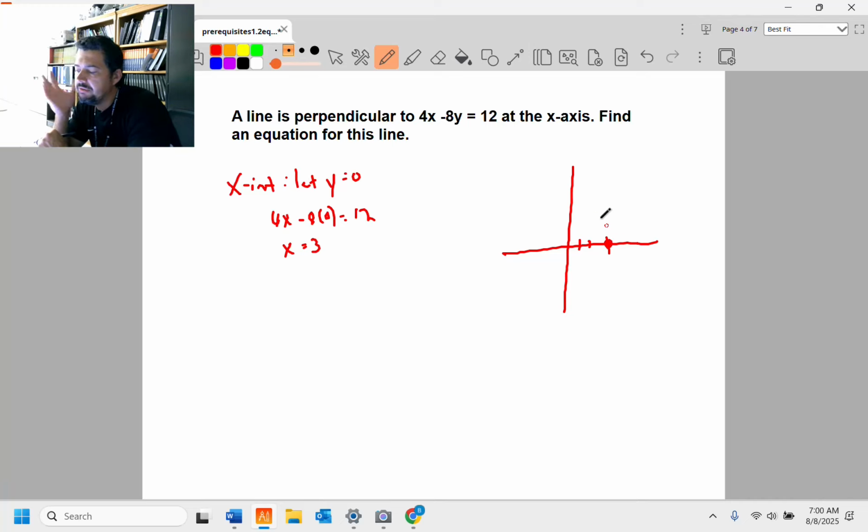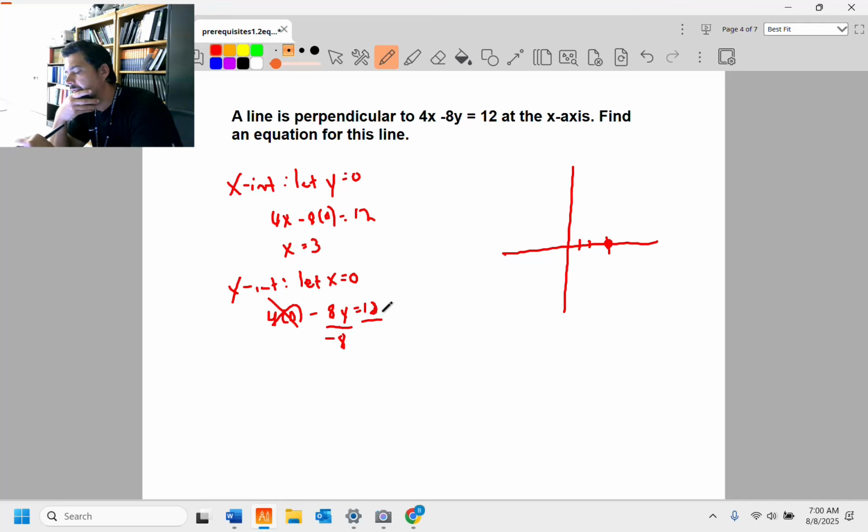I'm going to go ahead and finish it and figure out the y-intercept too. To find a y-intercept, we let x be 0. So 4 zeros minus 8 y's is 12. This is gone now. We divide by negative 8. And we reduce the fraction. Those are both divisible by 4, so we have a y-intercept of negative 3/2. And this is what the line looks like, okay? But the line does pass through (3, 0).